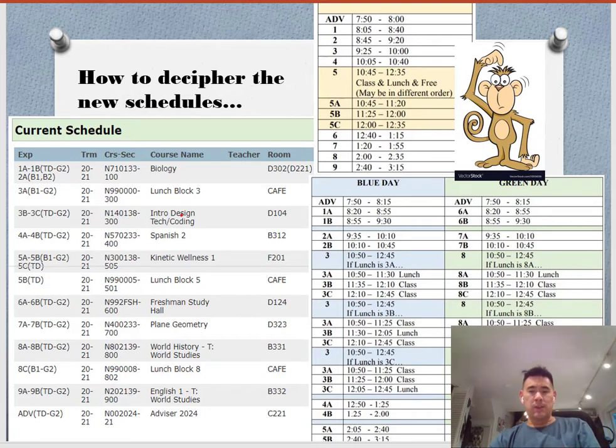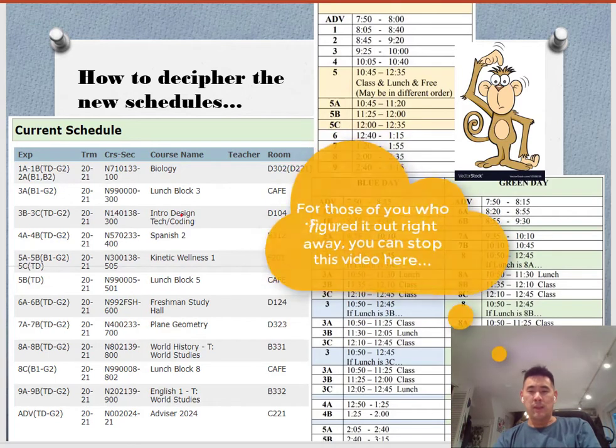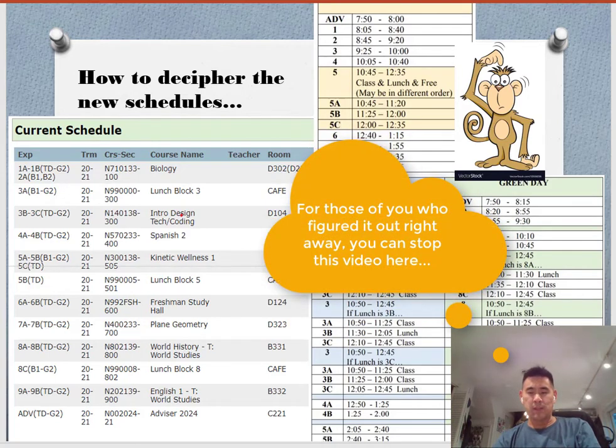Just wanted to throw together a quick little tutorial on how to read your schedules. I noticed that when I was looking at these new block schedules originally, I was having a hard time figuring it out. So I figured that some of you might be having some difficulty deciphering this thing.